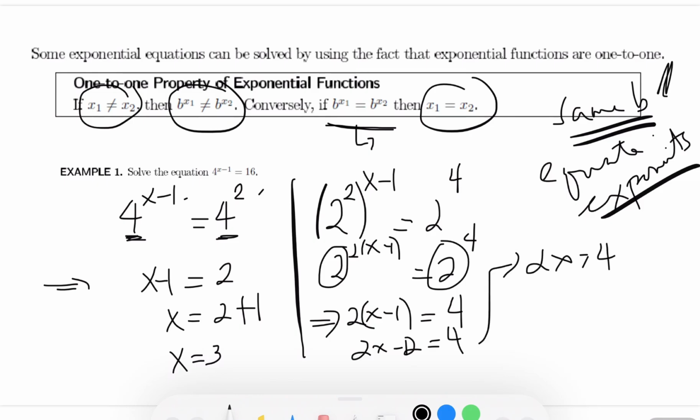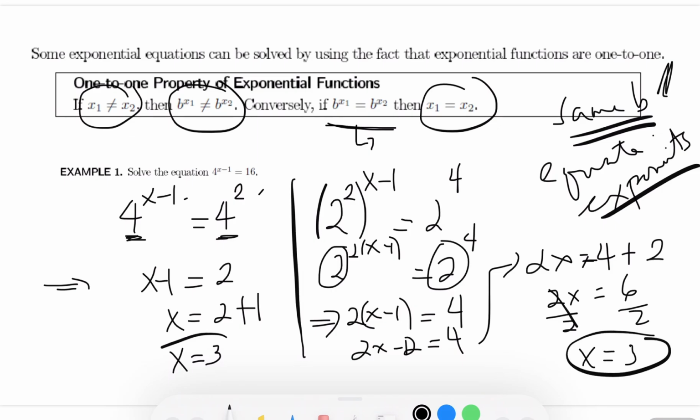2x equals 4 plus 2. So we have 2x equals 6. Divide by 2. x equals 3. Now if you substitute your 3 here, 4 raised to 3 minus 1 is equal to 4 raised to 2, which is 16. So therefore, our solution set here is x equals 3. The value of your x must be 3.